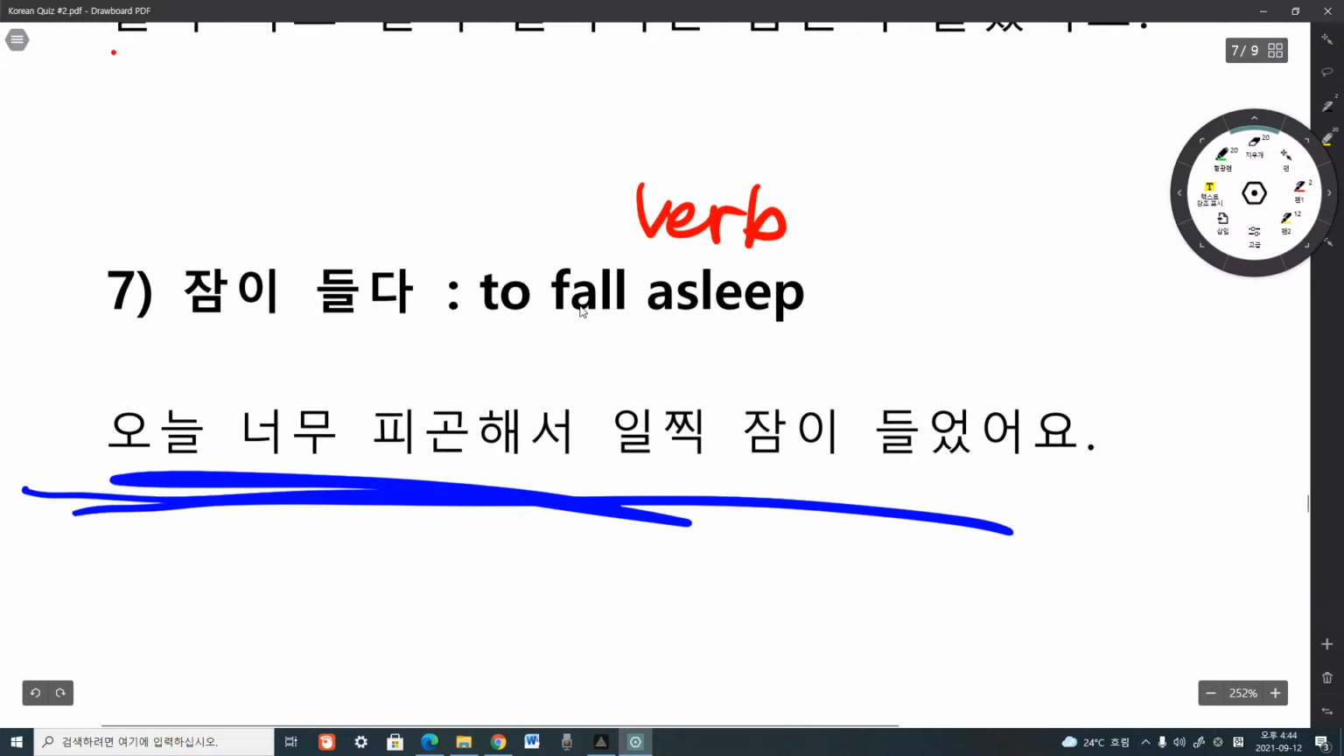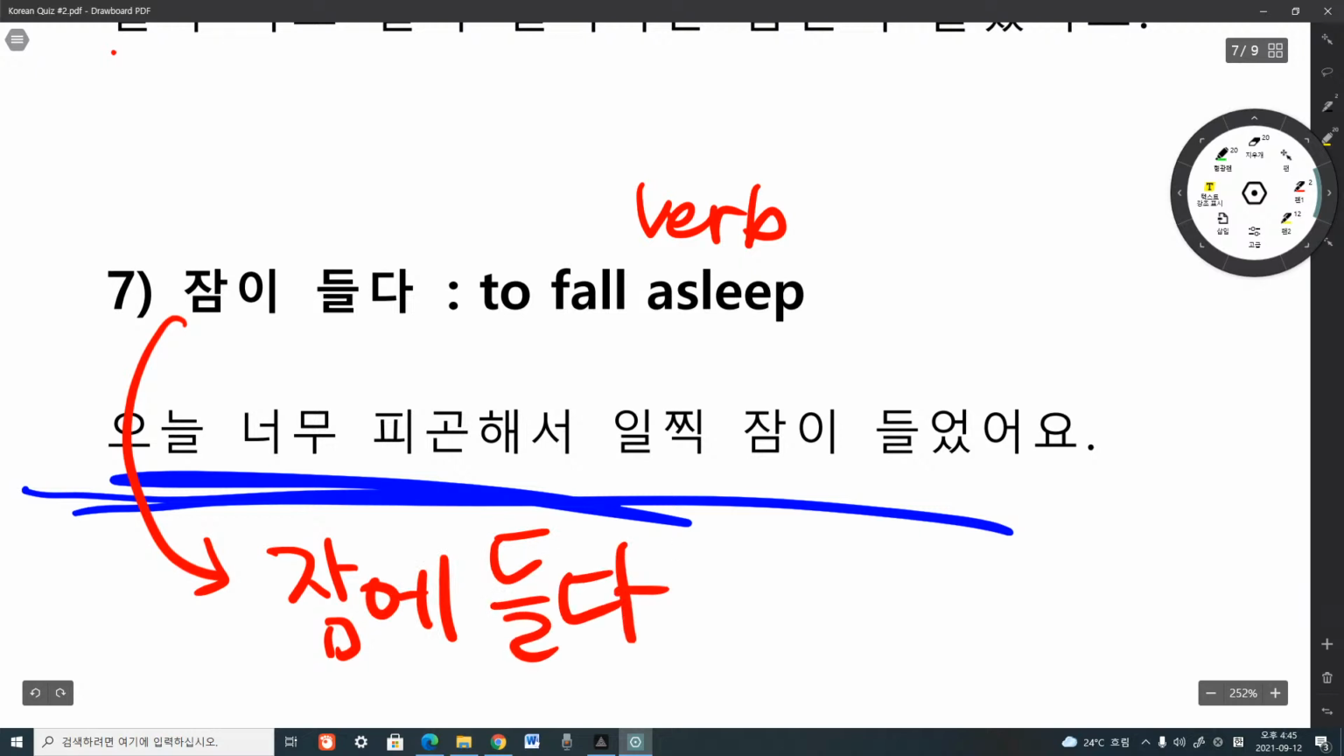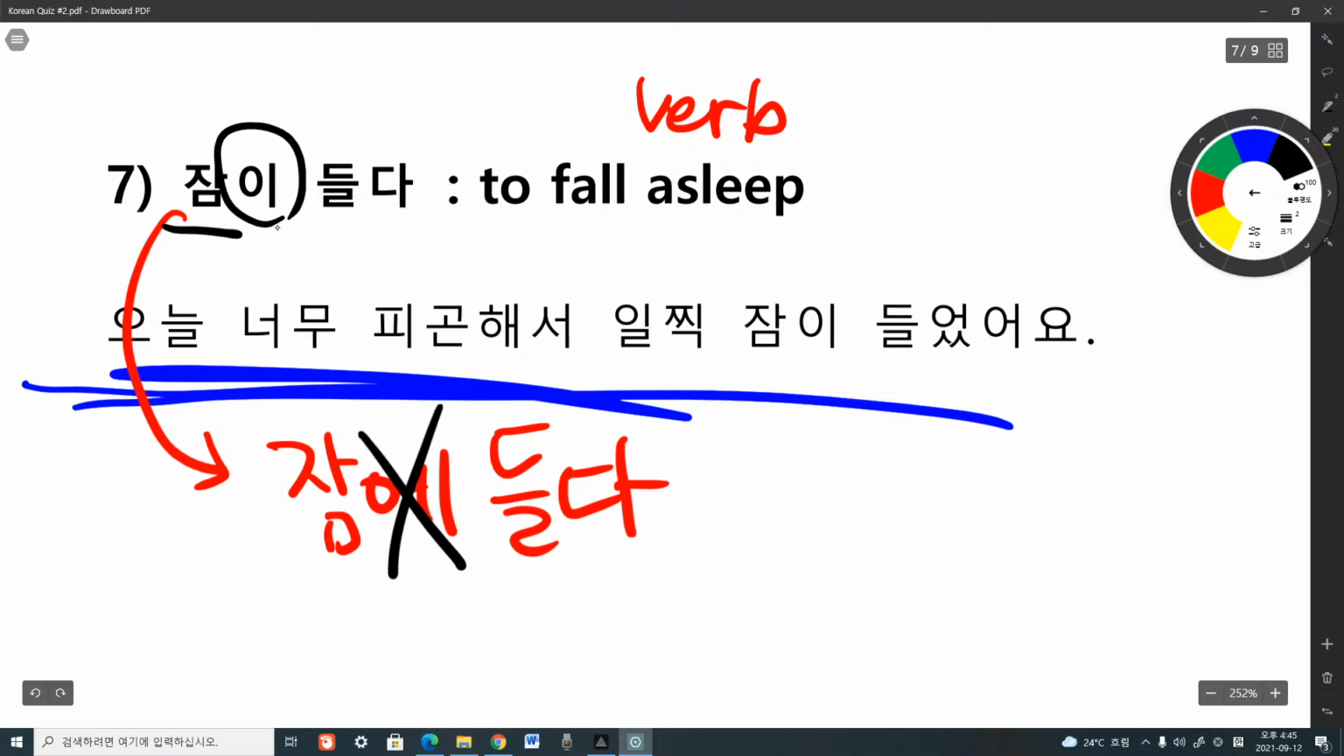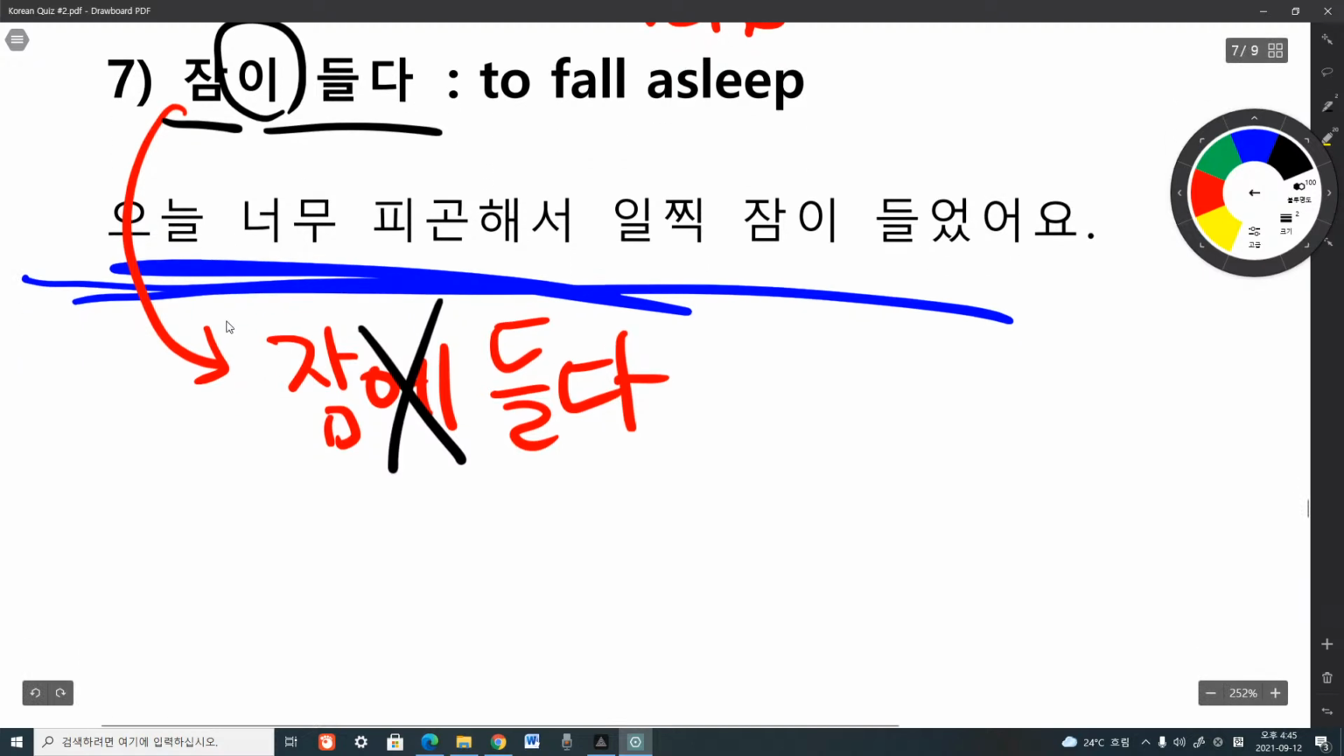그 다음에 잠이 들다. The last one, guys. 잠이 들다. 이게요. People are likely to say 잠에 들다 because when you say to fall asleep, you're likely to come up with the word to fall into sleep, right? To fall into sleep. But this is actually grammatically wrong, guys. 잠에 들다 is not the correct expression. You have to say 잠이 들다 to mean to fall asleep. 잠이 들다.